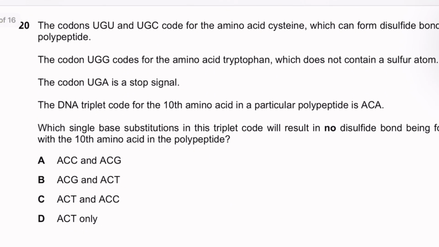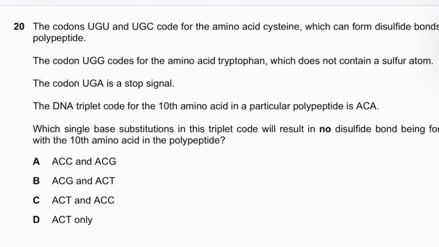So C. The codons UGU, UGC code for amino acid cysteine, which can form disulfide bonds in a polypeptide. The codon UGG codes for the amino acid tryptophan, which does not contain a sulfur atom. The codon UGA is a stop signal, and the DNA triplet code for the 10th amino acid in a particular polypeptide is ACA. So let's repeat this. UGU and UGC code for cysteine, which can form disulfide bonds in polypeptides. The codon UGG codes for tryptophan, which does not contain a sulfur atom. And UGA is a stop signal.